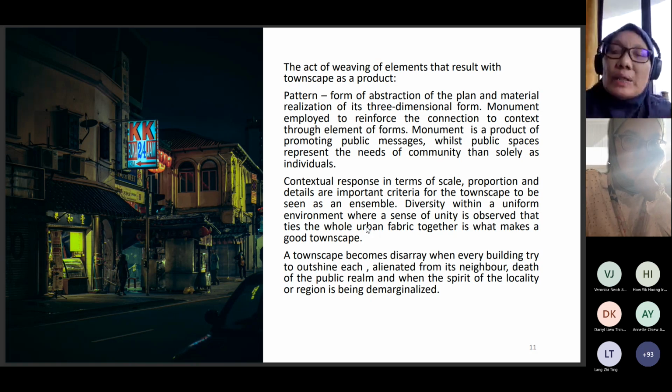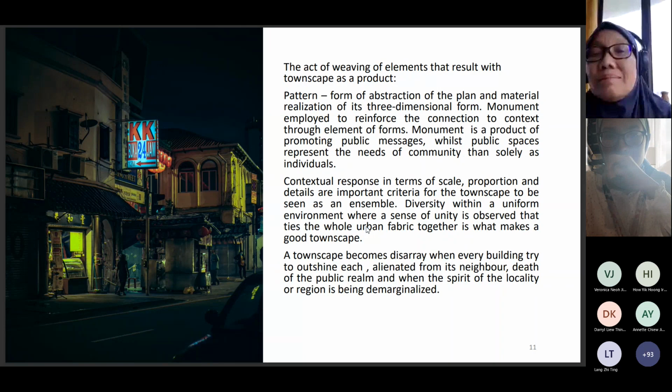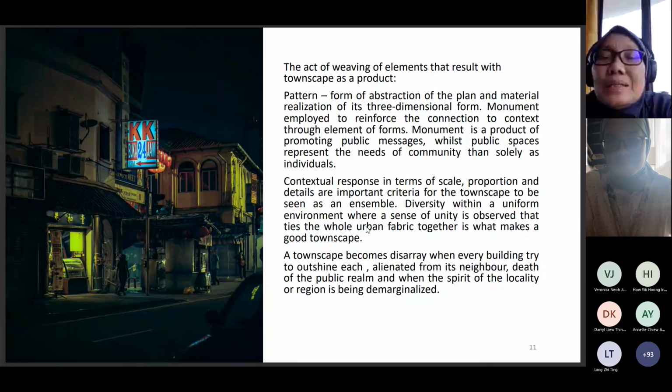And you can actually employ monuments to reinforce the connection to context through element form. Monument is a product of promoting public images, whilst public spaces represent the needs of the community rather than solely individuals. But you cannot have so many monuments, because the role of monuments is actually to give focal points, to give focus to certain areas, and to become a place marker, so that people will appreciate certain aspects of the city. But if every building in the city is to be designed as a monument, then you will have a very chaotic situation.